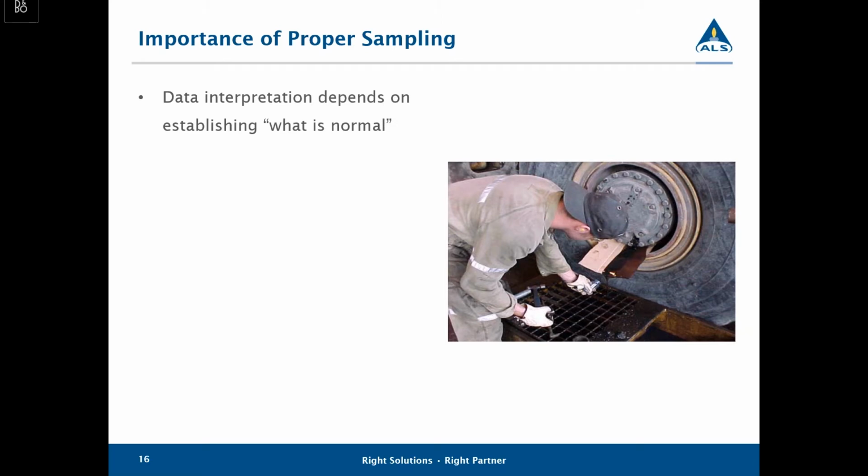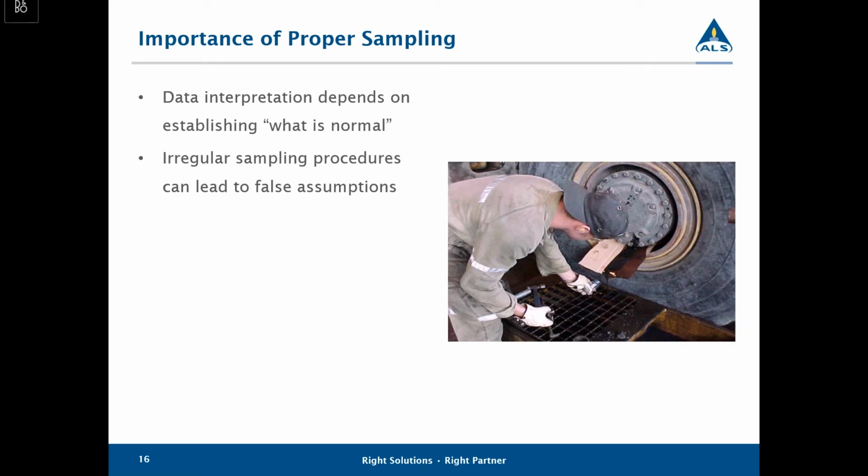So our data interpretation depends on establishing what's normal. So we have to know what's normal. It has to be taken in the same way each time. If you vary the way that you take your sample, there's no way for us to know this is normal, this is what we expect every time the sample comes in.